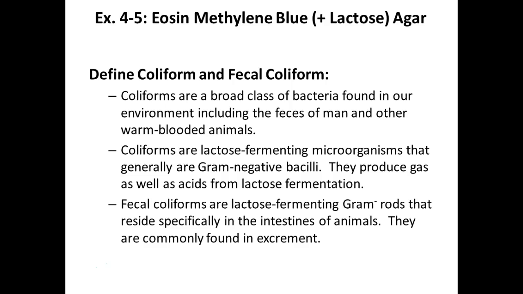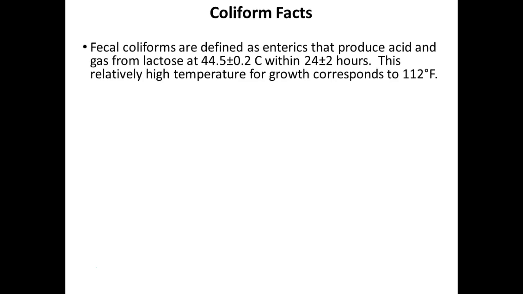Fecal coliforms, right, ones that come from feces, are lactose-fermenting gram-negative rods that reside specifically in the intestines. So therefore, they're commonly found in things that have been contaminated with feces, with excrement. So they're defined as enterics, right, enteric meaning from the intestines, that produce acid and gas from glucose fermentation.